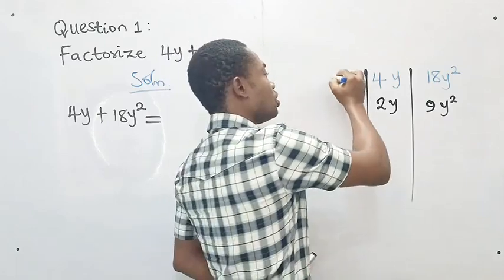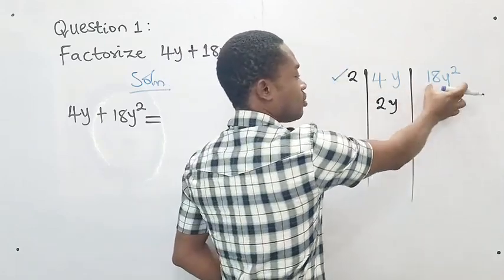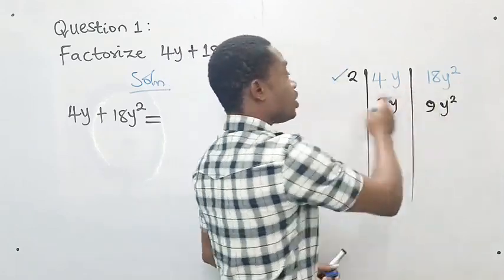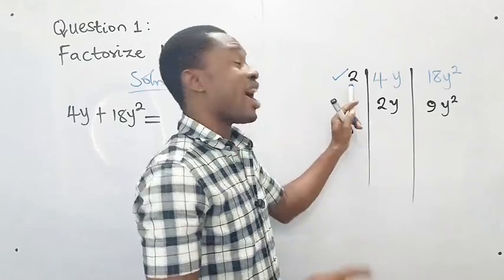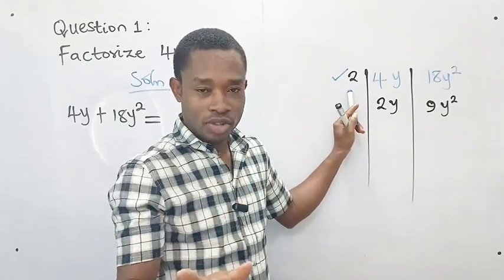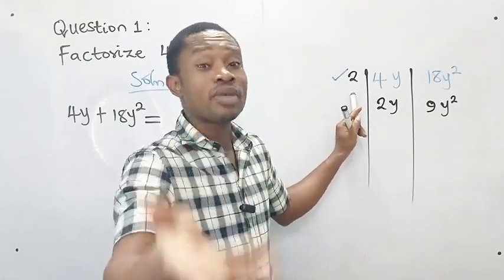Observe that this 2 divided this column and this column. So you divided this term and divided this term. So you have to mark out that 2. Take note of it as part of our highest common factor. Is that okay?